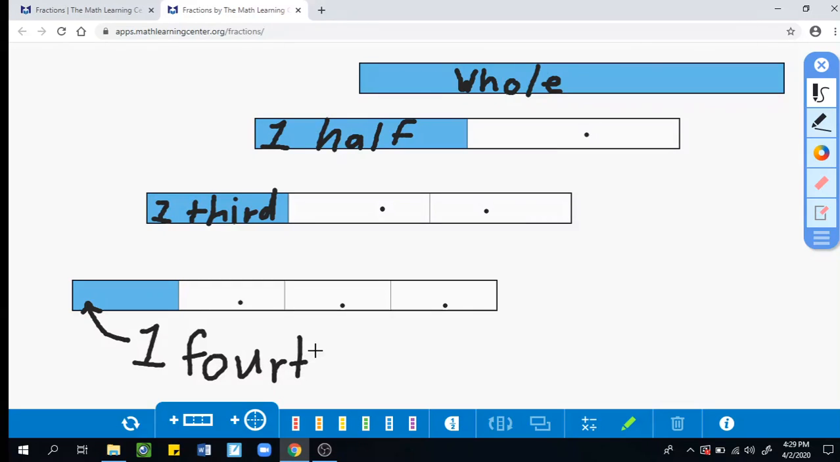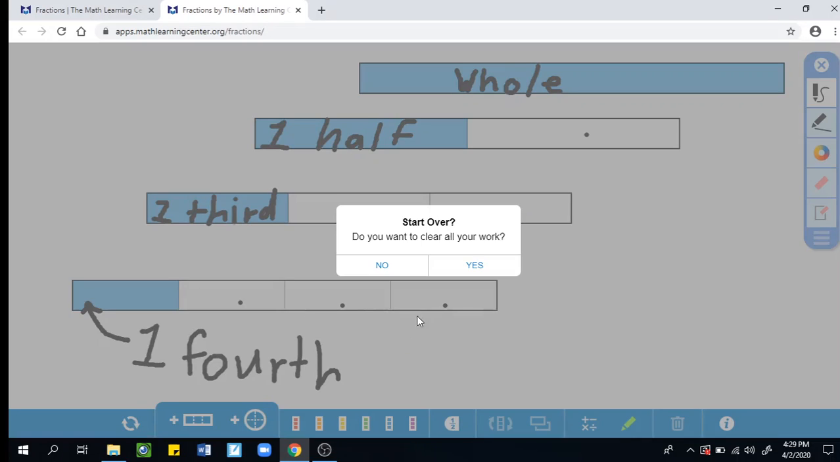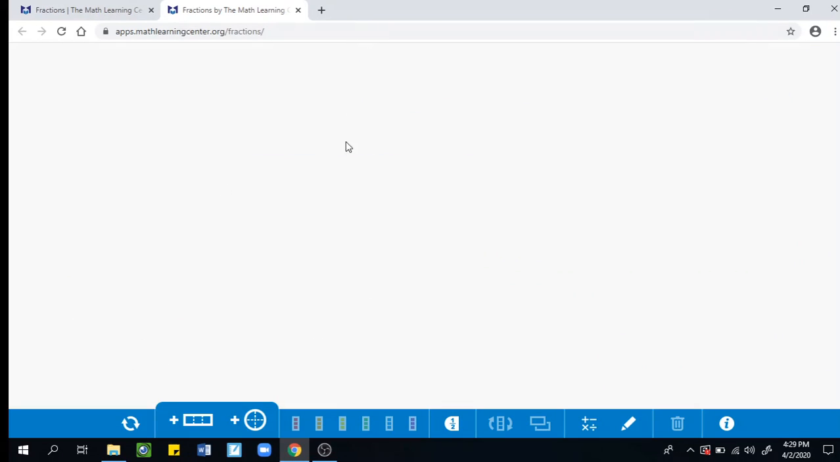1/4. Okay. Sometimes we eat more than 1 piece.